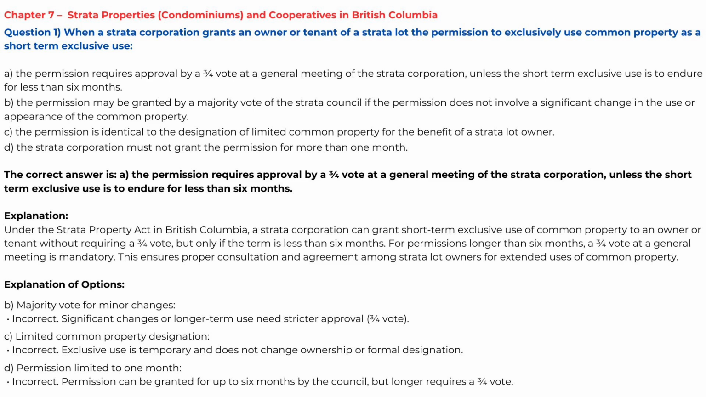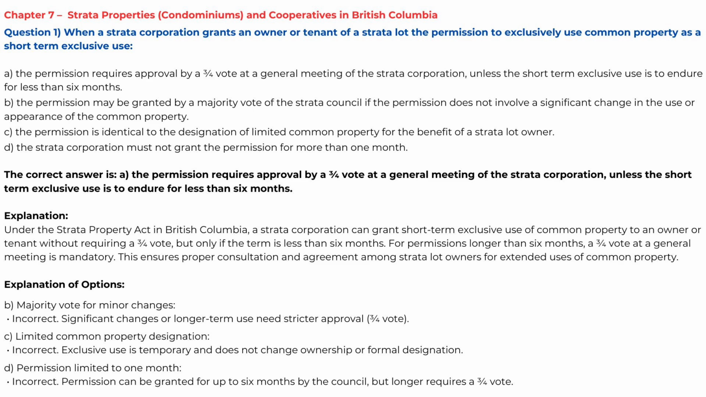Explanation. Under the Strata Property Act in British Columbia, a strata corporation can grant short-term exclusive use of common property to an owner or tenant without requiring a 3/4 vote, but only if the term is less than 6 months. For permissions longer than 6 months, a 3/4 vote at a general meeting is mandatory. This ensures proper consultation and agreement among strata lot owners for extended uses of common property.